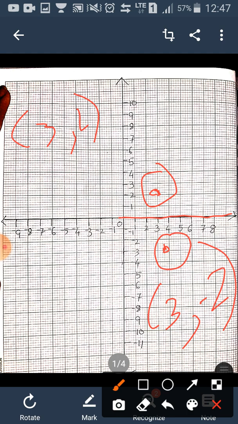So this is the first thing to note down. When a point gets reflected along the x-axis, the x coordinate doesn't change. The y coordinate changes to the opposite, like 2 becomes minus 2.